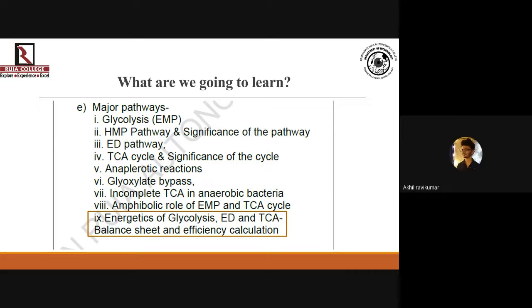Production of 2 ATP from 1,3-bisphosphoglyceric acid to 3-phosphoglyceric acid. You are generating an ATP. How many ATP molecules did you generate there? 2. Great. Next step. Phosphoenolpyruvic acid to pyruvate. What did you do there? From ADP to ATP, you generated ATP. How many ATP did you generate? 2. Very good.